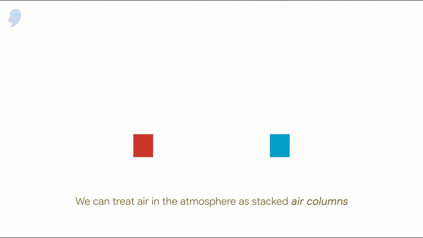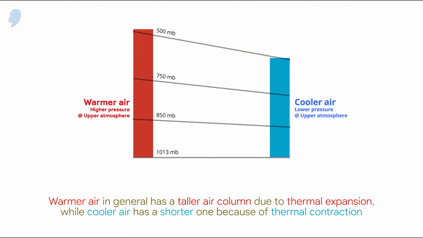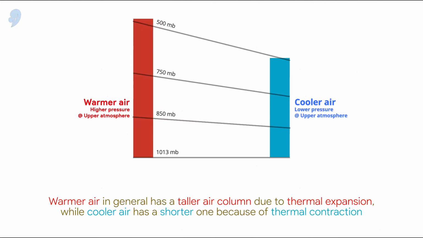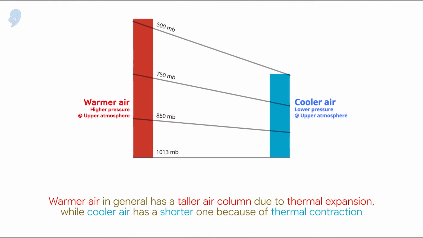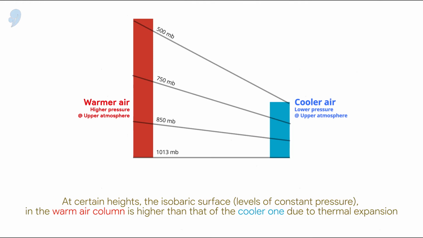We can treat air in the atmosphere as static air columns. Warmer air in general has a taller air column due to thermal expansion, while cooler air has a shorter one because of thermal contraction. At a certain height, the isobaric surface in the warm air column is higher than that of the cooler one due to the thermal expansion.